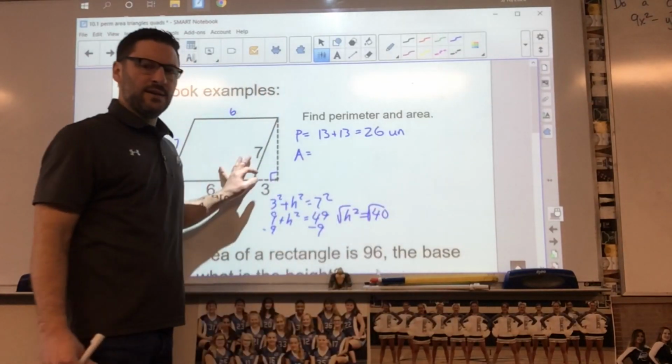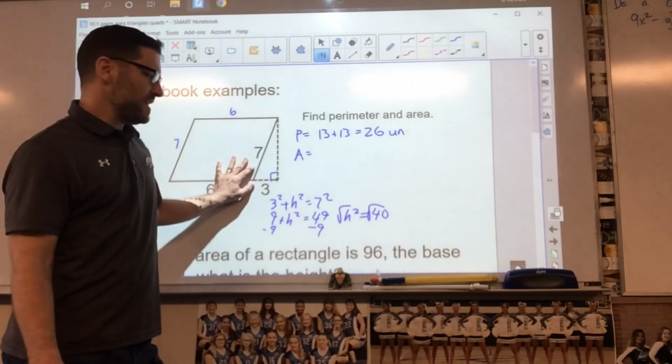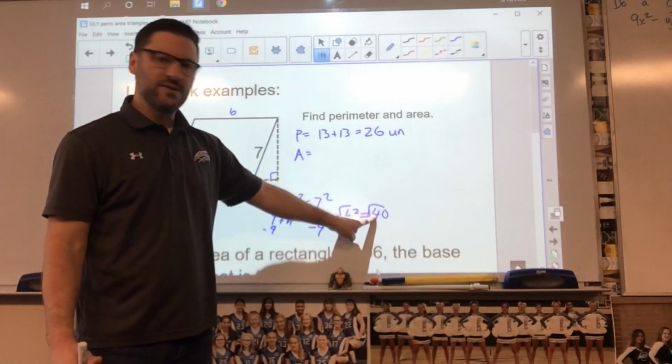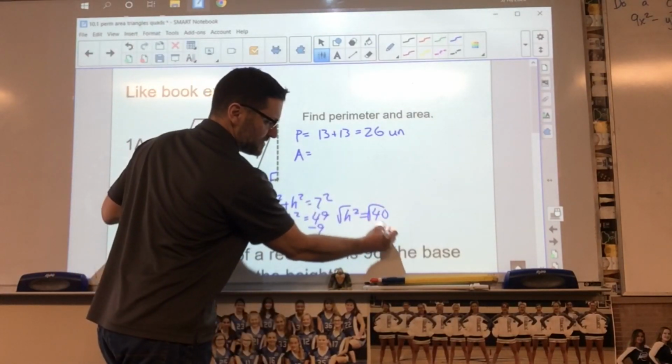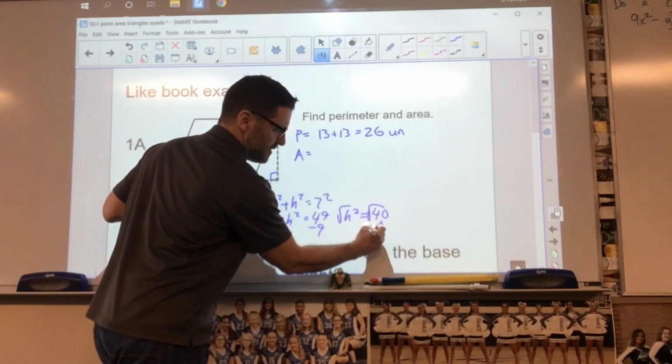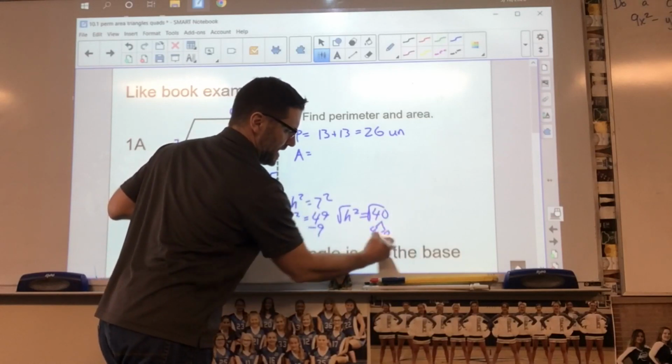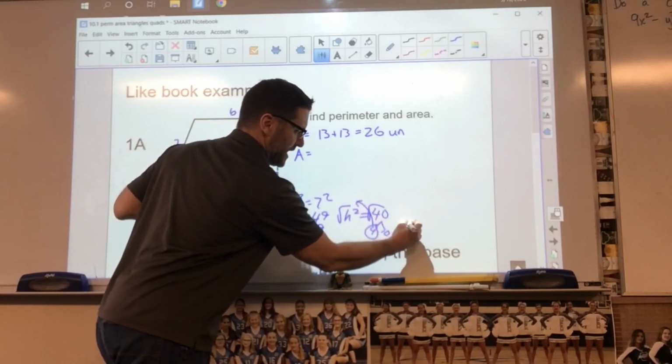And I am going to write it in this section like I would on the ACT, because I know there's a decimal associated with 40, but the ACT is going to give you the simplified radical version. So 40, 4 times 10, and I'll take the 4 and I'll pull it out, and I got 2 root 10.